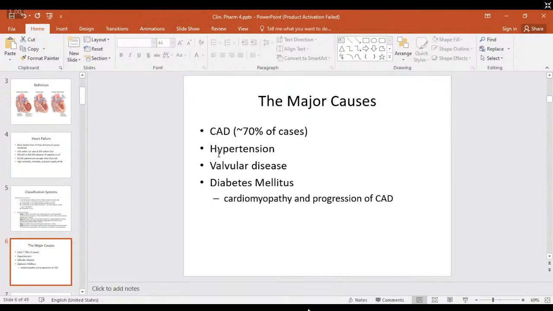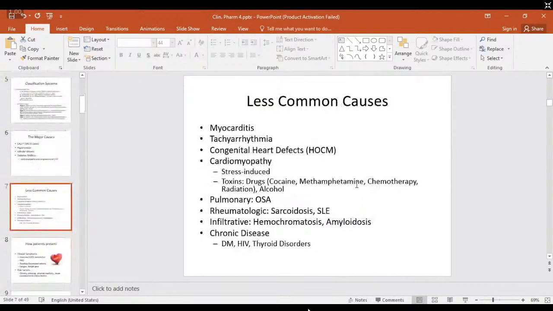Hypertension, we said that if, again, not treated, if it's long-standing, it can lead usually to diastolic heart failure or heart failure with preserved ejection fraction. So HFpEF. Valvular disease like aortic stenosis, aortic regurgitation, mitral regurgitation, they can all cause symptoms of heart failure. Diabetes can help the progression of coronary artery disease and can also lead to heart failure.